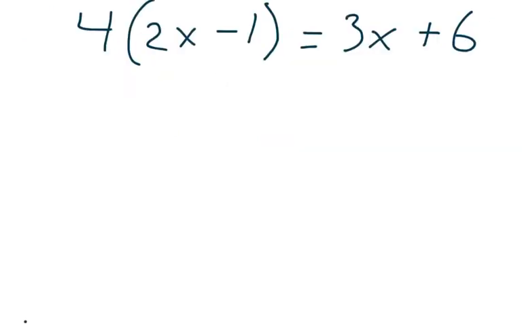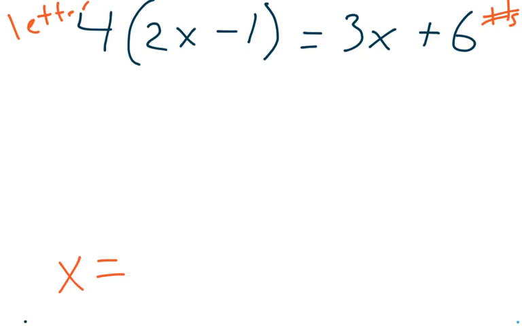So let's say that you got this problem, for instance. You've got 4, and it has parentheses around 2x minus 1, equals 3x plus 6. So we are trying to figure out what x equals. That is our main goal. The way that we do that is we try to get our letters on one side. So let's say we want our letters on the left. I don't know my left and right anymore. And my numbers on the right-hand side.